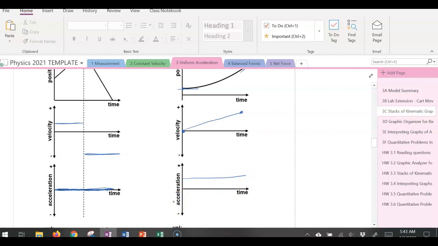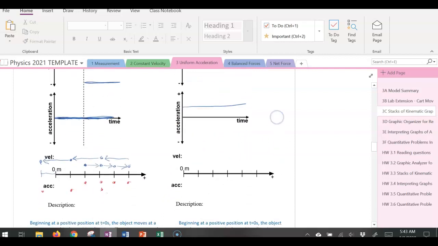Let's do a motion map for this. So again, it does not start at the origin, so it starts at some positive position, and it starts out very slow. It starts from rest, and then it gets faster and faster. And so I should see the velocity vectors getting longer.